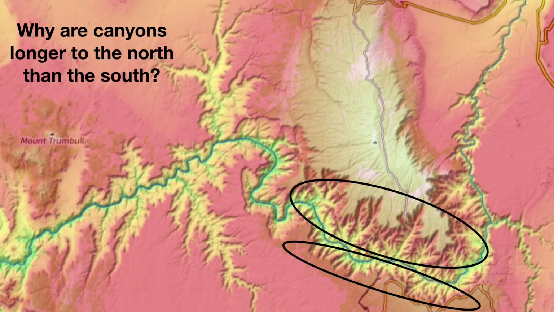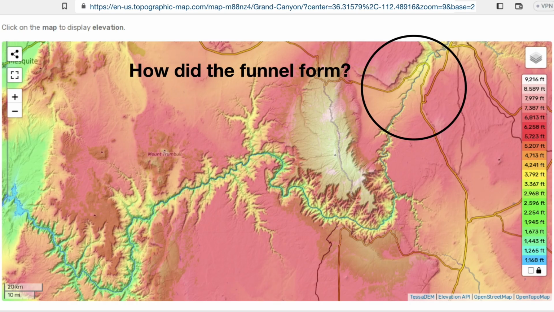And then why are the canyons longer to the north than to the south? They're 2 or 3 times longer to the north than the south. Why is that? And then how did the funnel form? That's just south of Page, Arizona. And once you see that funnel, you can't unsee it. Whatever formed that funnel formed the Grand Canyon.